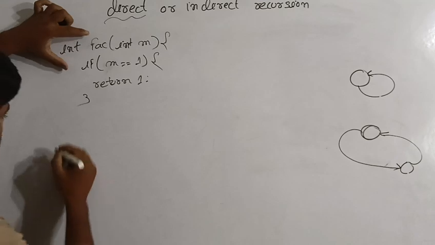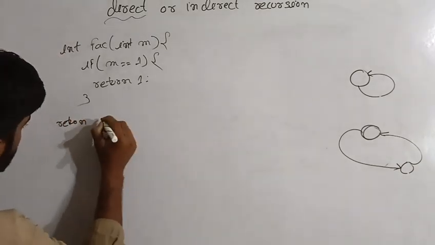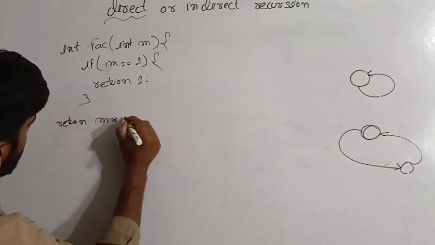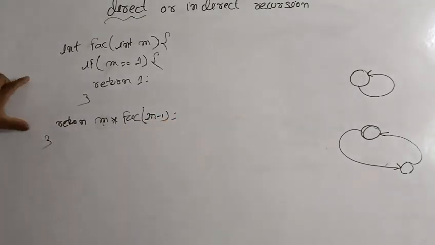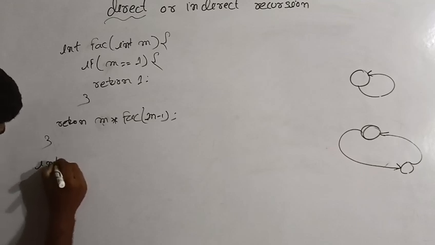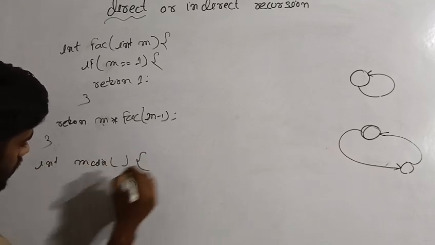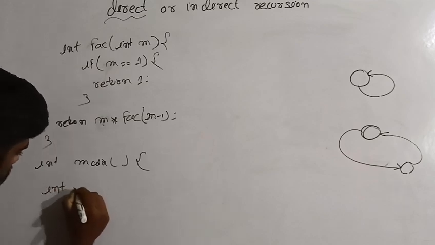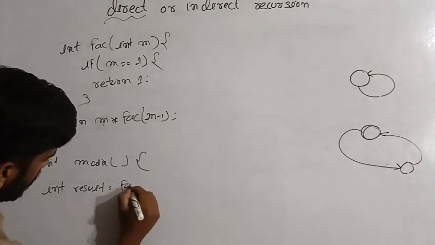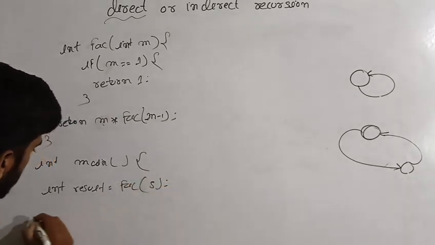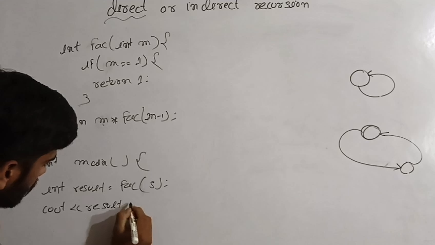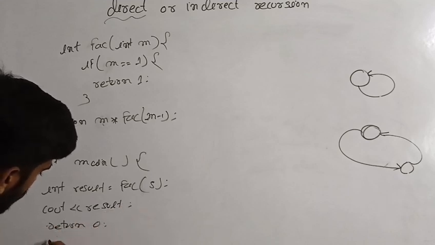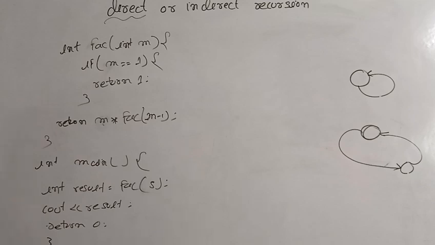Now this is calling itself, means return m into factorial of m minus 1. Now this is done, and suppose I'm writing the complete code: there is a main function, and int result equals factorial of 5, and cout this result, and return 0. This is the complete code to find the factorial. And I hope you can add the header file.